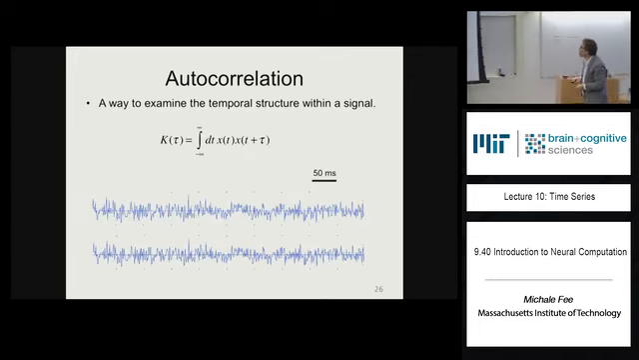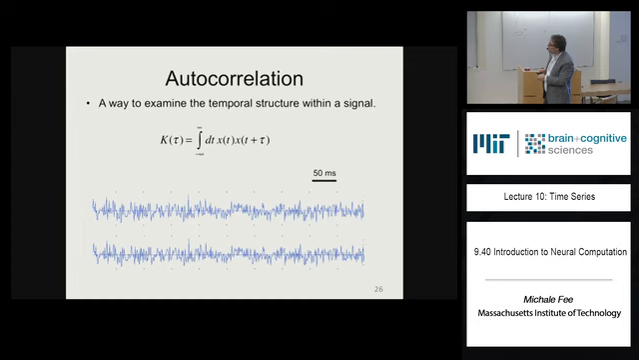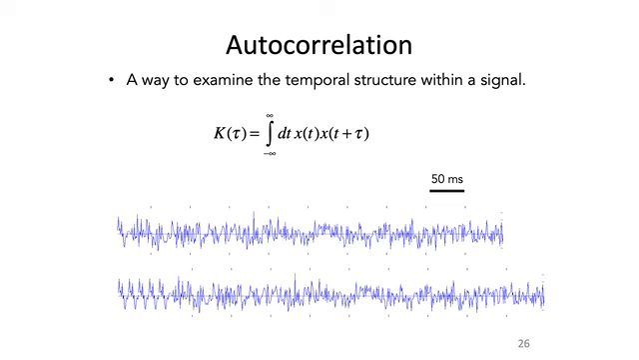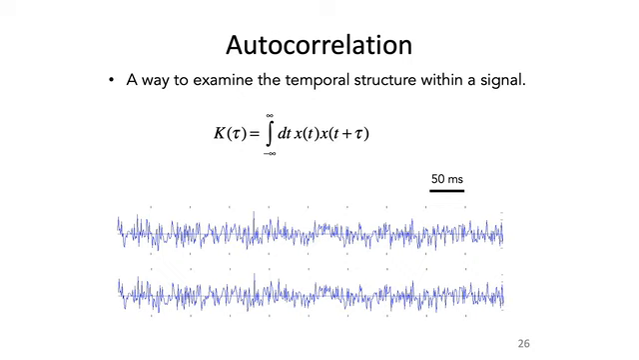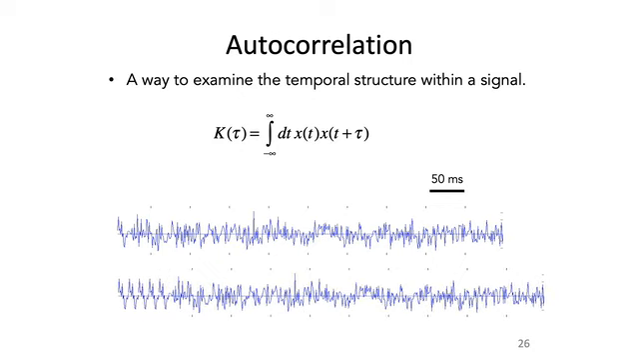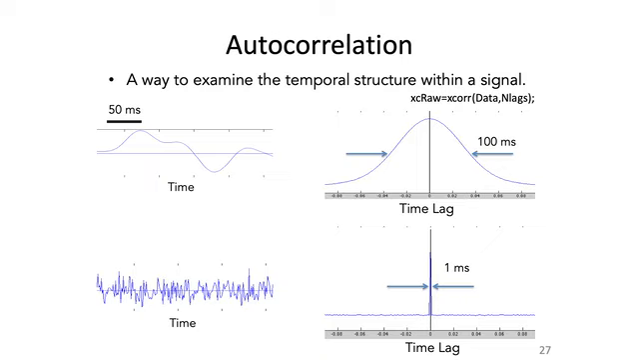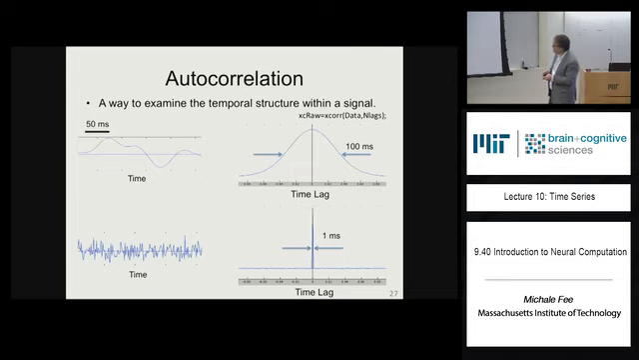Now, if you have a fast signal like this with fast fluctuations, and you do the autocorrelation, what's going to happen? First of all, at 0 lag, it's going to be a peak. And then what's going to happen? It's going to drop off more quickly, right? So that's exactly what happens. Here's the autocorrelation of this slow function. Here's the autocorrelation of this fast function.